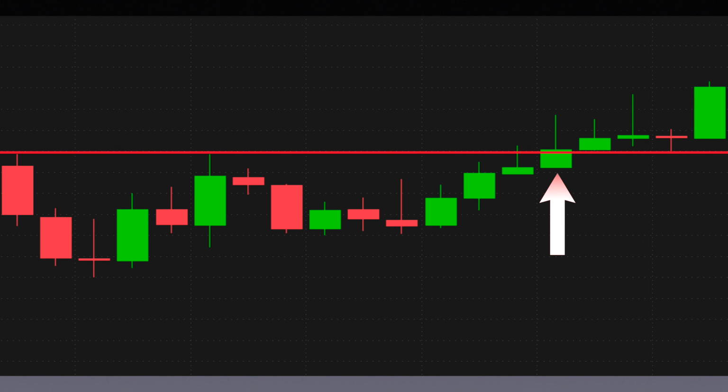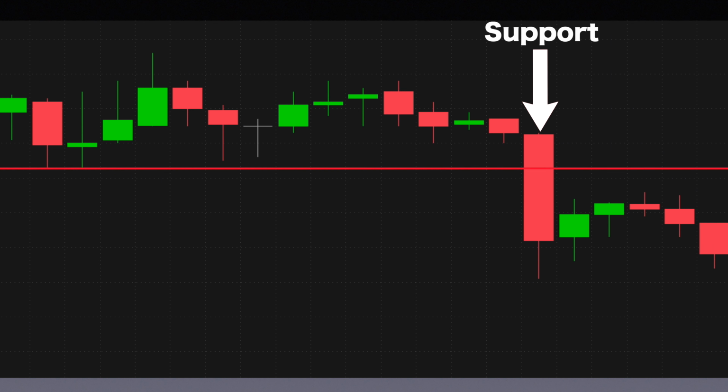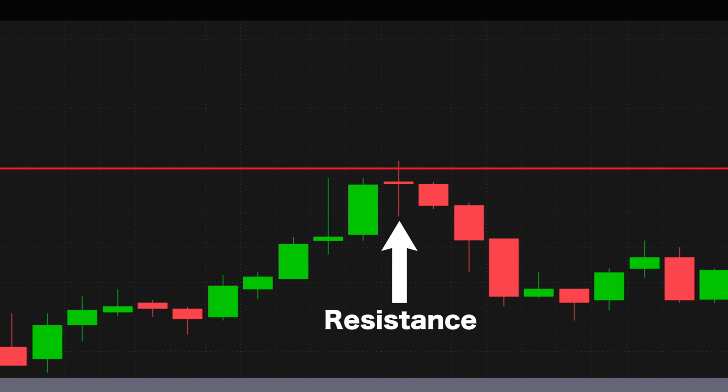When a stock breaks out of its resistance level, that resistance level now becomes new support, so as long as it's not a false breakout. And when a stock breaks down its support level, that support level has now become new resistance.